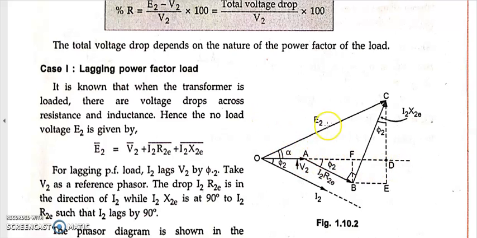So what happens to the Pythagoras theorem? OC square equal to OD square plus CD square was the earlier formula. But since alpha is equal to 0, this CD will become equal to 0. So OC square is equal to OD square, or else you can write OC is equal to OD.